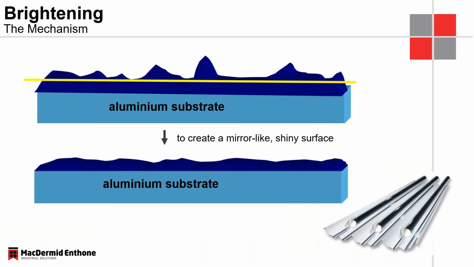So the way it works, when we look at the micro profile of an aluminum component, we see all these peaks and troughs above this yellow line here. What we try to do is smooth this out, removing those peaks and bringing them much closer to the troughs, and this will reduce the scattered light and give us the appearance of a much brighter, much more reflective substrate.